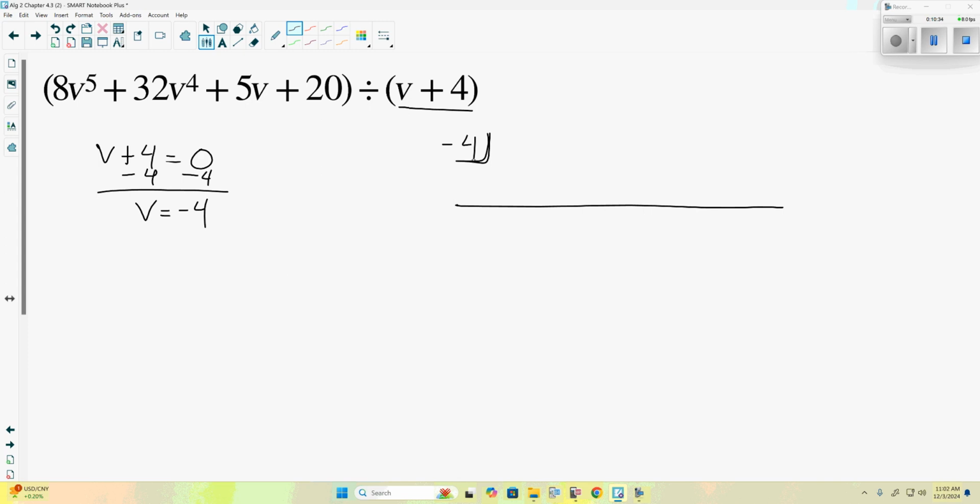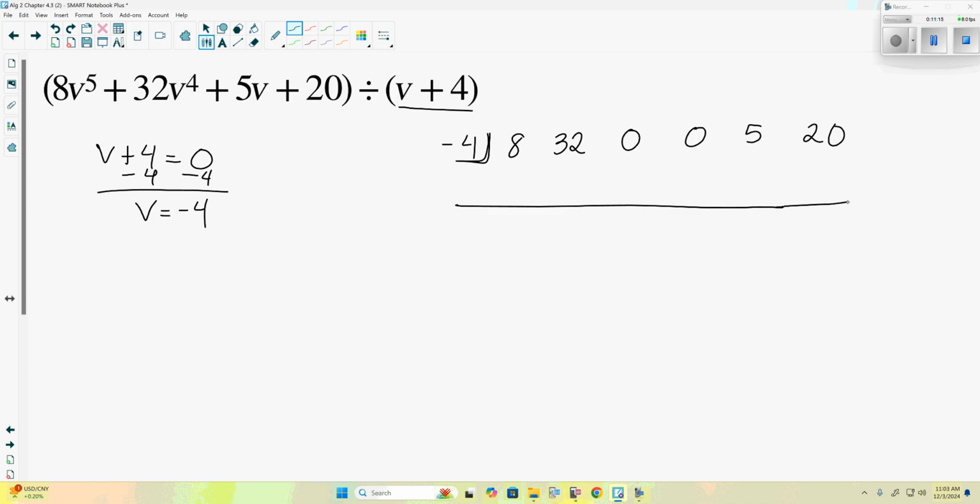Numbers across the top. Start with v to the biggest exponent, so v to the 5th, which is going to give us 8. Almost. Yes, because v to the 5th would give us 8. V to the 4th would give us 32. There is no v to the 3rd power, v cubed, so we have to put it in as 0. V squared, still missing, so it is also 0. V to the 1st power of v would be 5. And our constant term, our term without a variable, is 20.